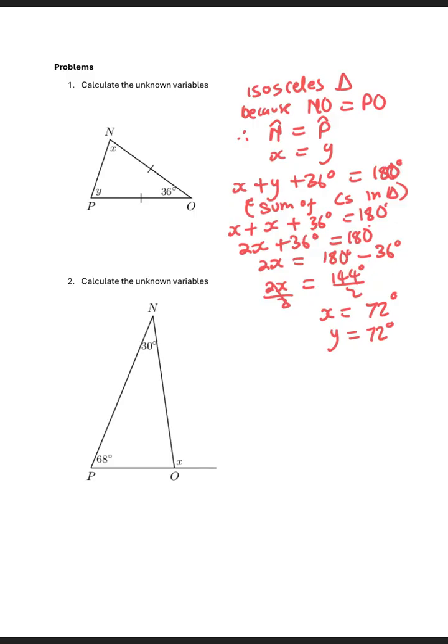And then the second problem, calculate the unknown variable. We want the value of X. Then here we're gonna use the exterior angle of a triangle. So the value of X is an exterior angle.